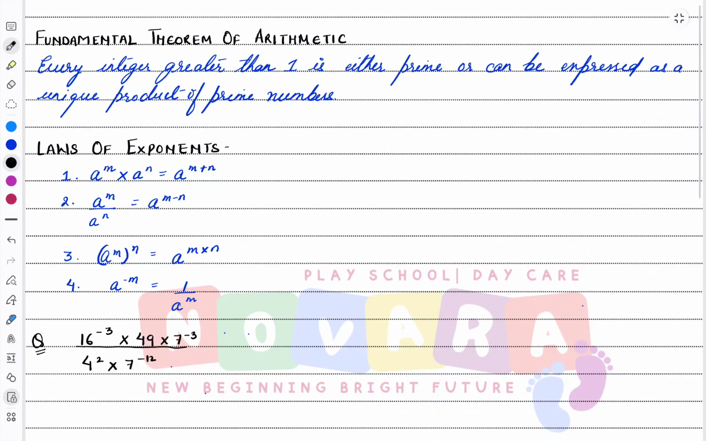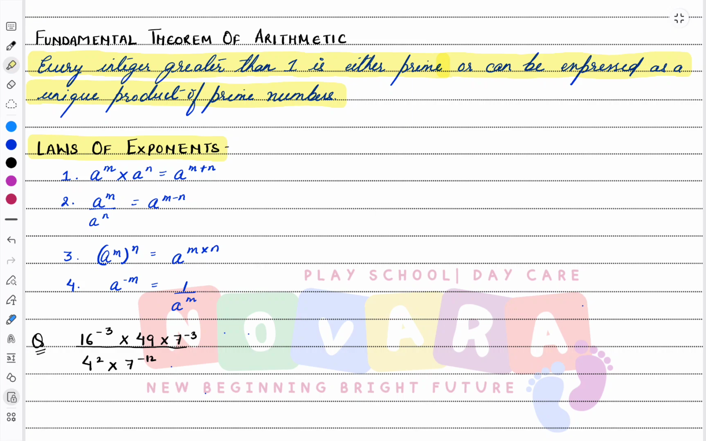To understand the fundamental theorem of arithmetic, we see this. According to the fundamental theorem of arithmetic, every integer which is greater than 1 is either prime or can be expressed as the unique product of prime numbers. The second is laws of exponent.